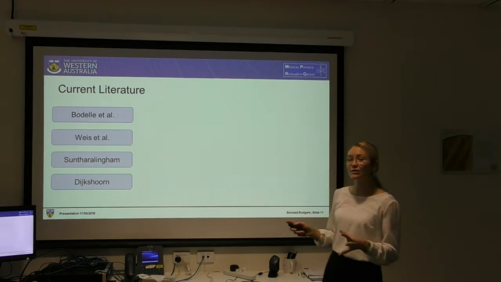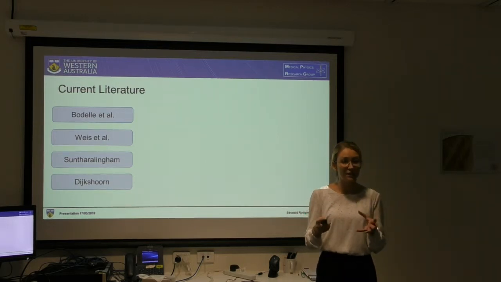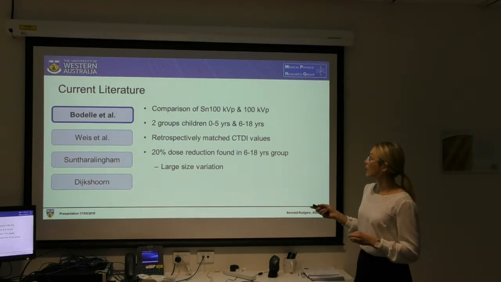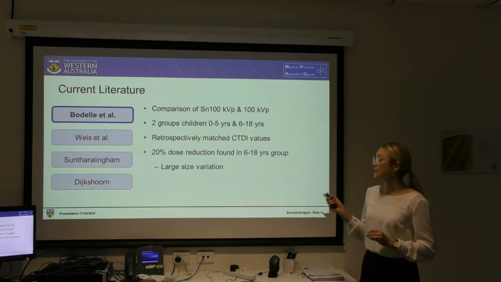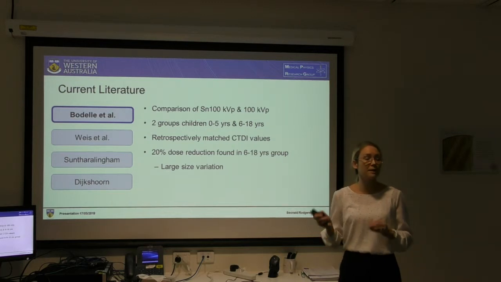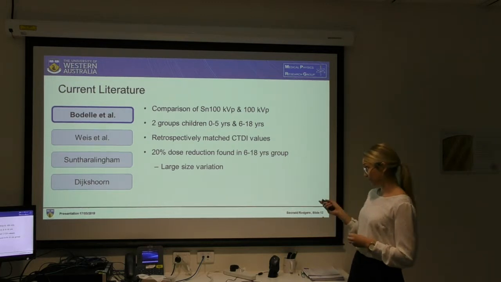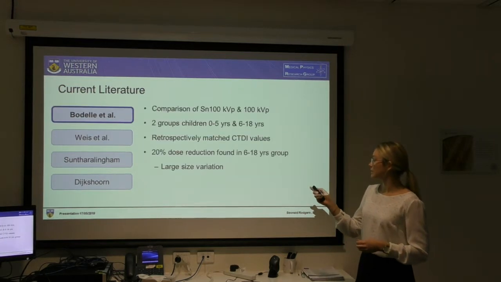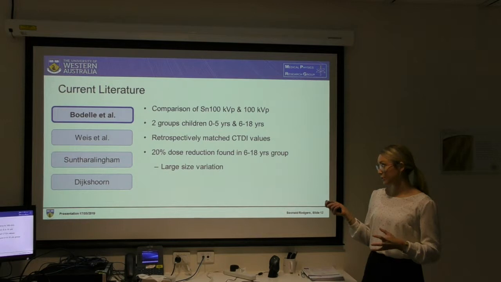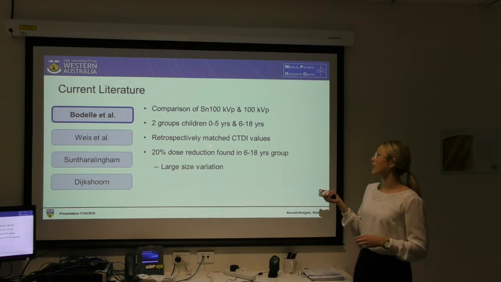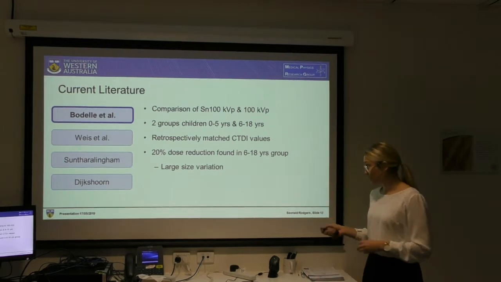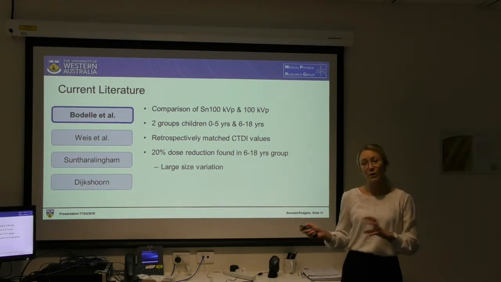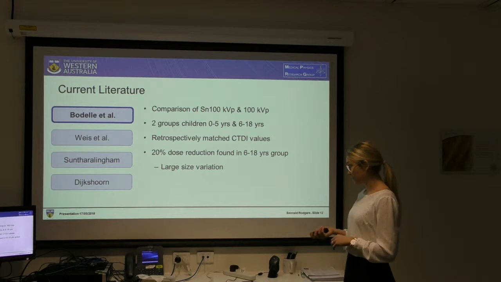Okay, so the current literature for paediatric imaging using tin filtration. A clinical study by Bodell et al. compared the tin filtration at 100 kVp to standard 100 kVp chest CT examinations. They looked at two groups of children, aged 0 to 5 years and 6 to 18 years. This was a retrospective study that aimed to match the CTDI values from both filtration methods.